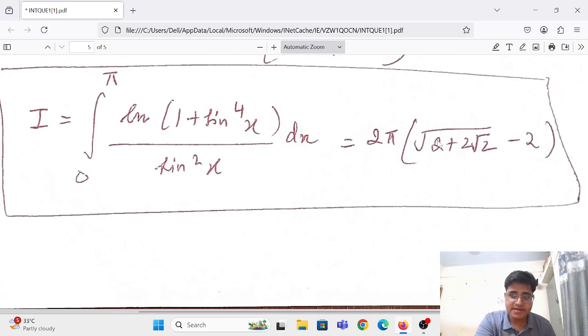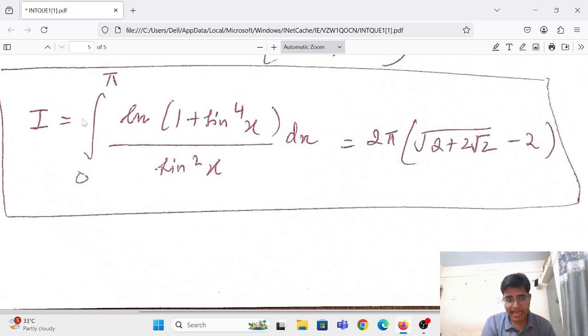So finally our final result is that I, the integral from 0 to π of ln(1 + sin⁴x) dx over sin²x over the interval 0 to π, is 2π√(2+2√2) − 2. So that was the complete explanation. Thank you.